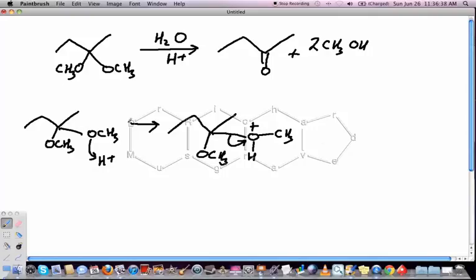We know that both of these have to end up leaving, so the H+ is going to naturally add to one of these OCH3 groups. Then after the H+ adds, the OCH3 can leave, which leaves a positive charge on this C.